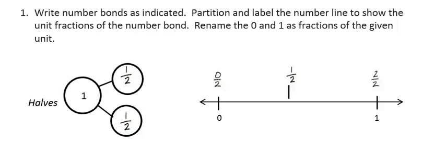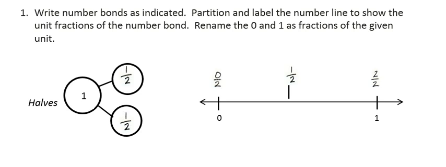This tutorial is for 3rd grade, Module 5, Lesson 24. In this lesson, we're going to use both number bonds and number lines to label fractions. The directions say write the number bonds as indicated, partition and label the number line to show the unit fractions of the number bond. And we need to remember to rename the 0 and 1 as fractions of the given unit. So let's take this one step at a time.